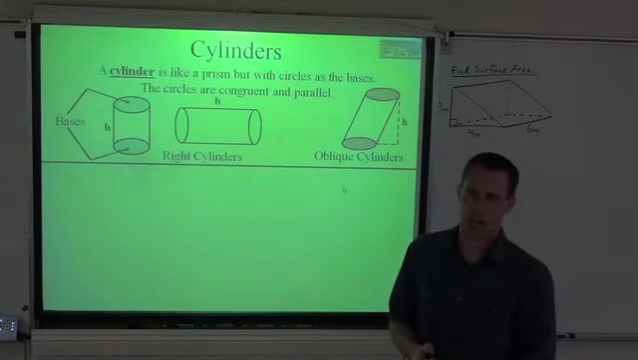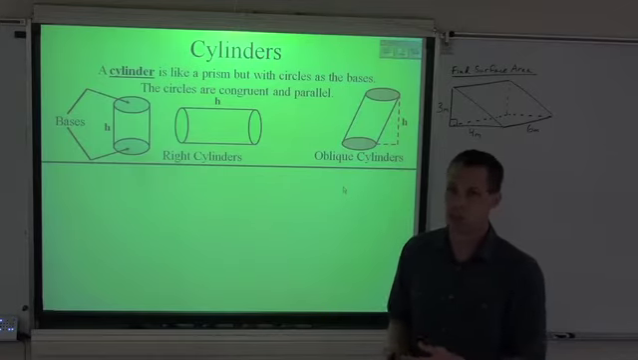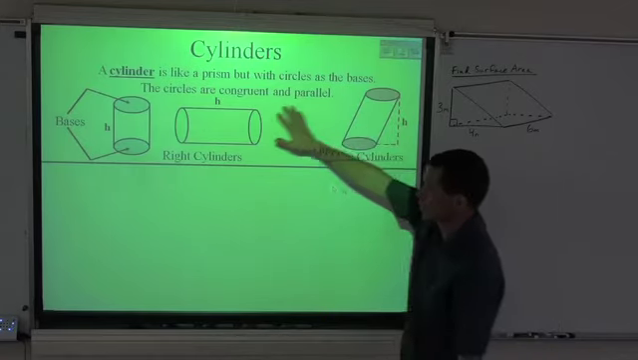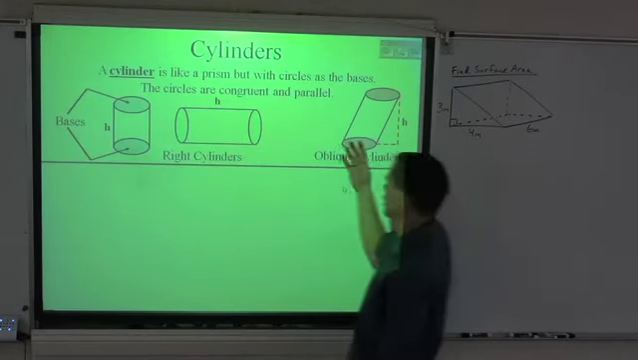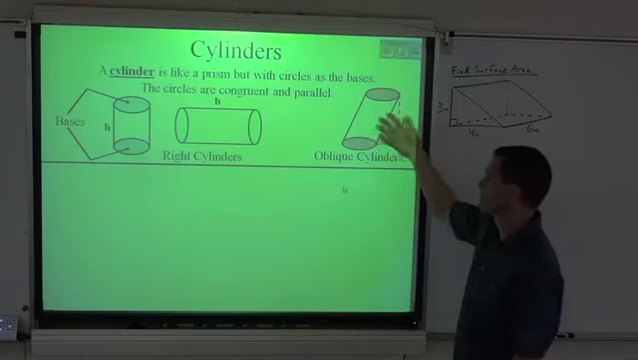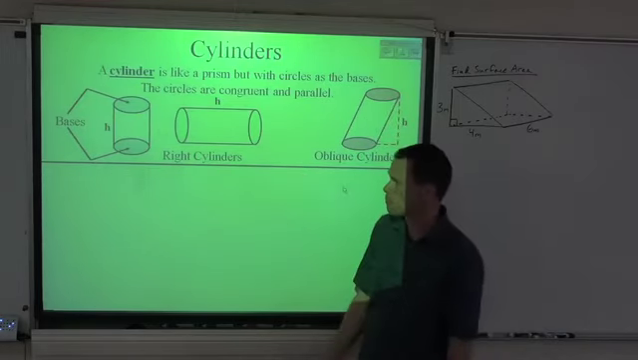Since a circle is not a polygon, we don't call cylinders prisms. But the circles must be parallel and congruent. It can be the Leaning Tower of Pisa, or it can be a right cylinder.